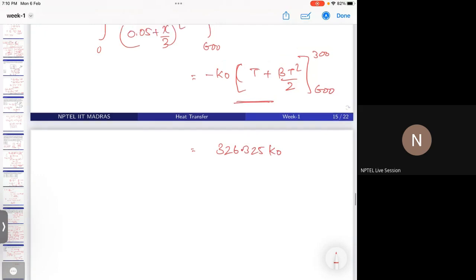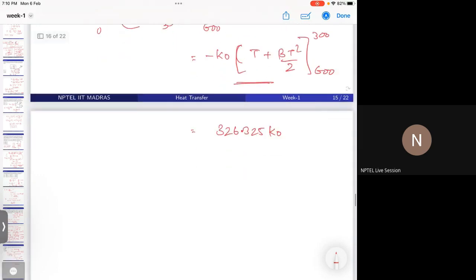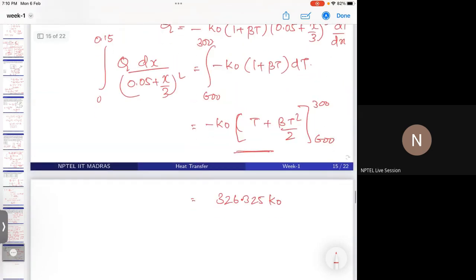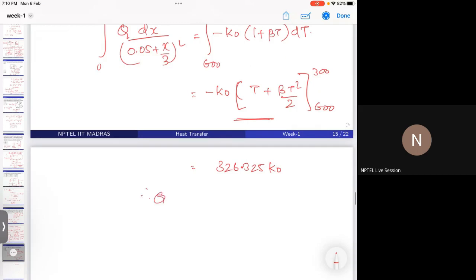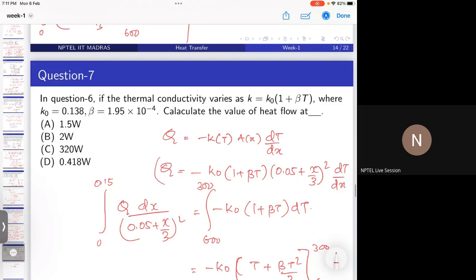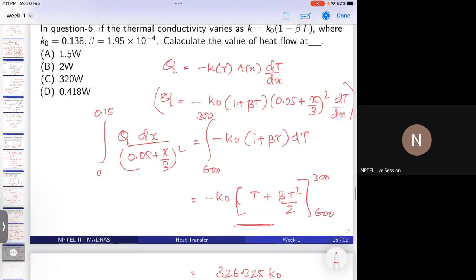Okay. So this integration you can do. The last answer is 1.50 watts. So this question was similar to the earlier one. The only difference is that now the thermal conductivity is also a function of T. Up to this point is only the heat transfer knowledge we need. The rest is just mathematics.